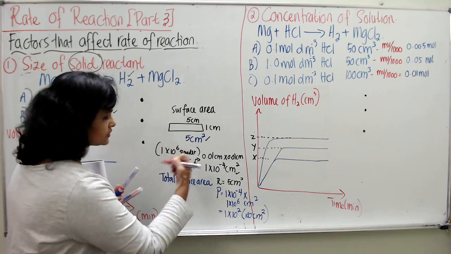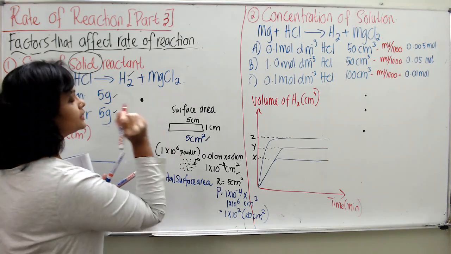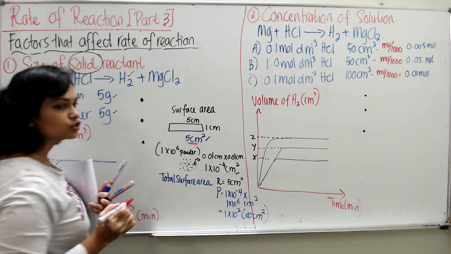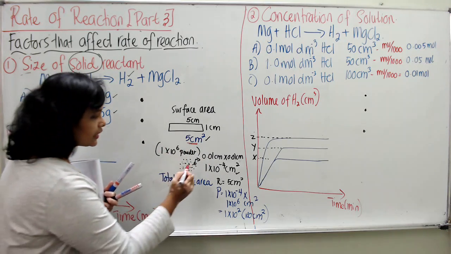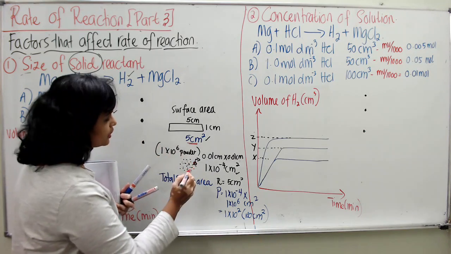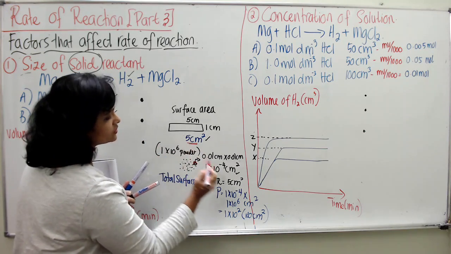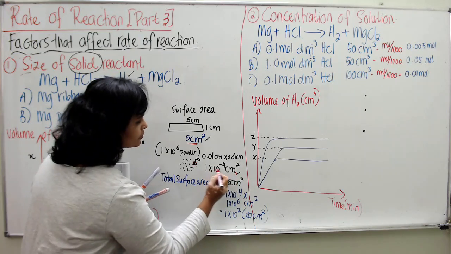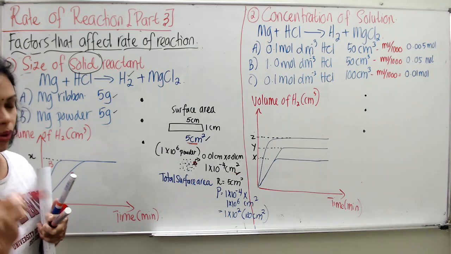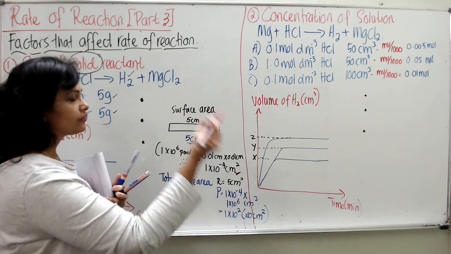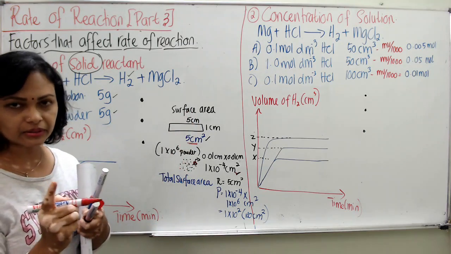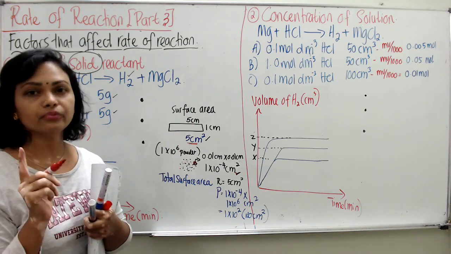The total surface area, again, teacher repeat, surface area for magnesium ribbon is 5 cm square. Surface area of one powder, just one, in Malay they call it butir. Okay, so one powder is said to be 1 times 10 to the power of negative 4 cm square. Now, of course, when you look at just surface area of one powder versus surface area of one magnesium ribbon, of course, magnesium ribbon wins.